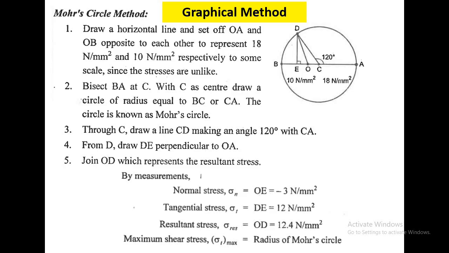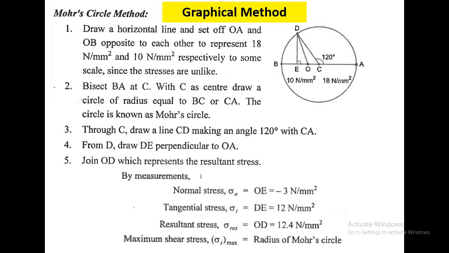You draw a circle, that is called the Mohr circle, and with respect to OA, from C you draw a line at 120 degree. That line intersects the Mohr circle. That point is named D. From D draw a perpendicular line, and it intersects the line OB, name it E. Then connect D with O. Now we are going to measure the distances.